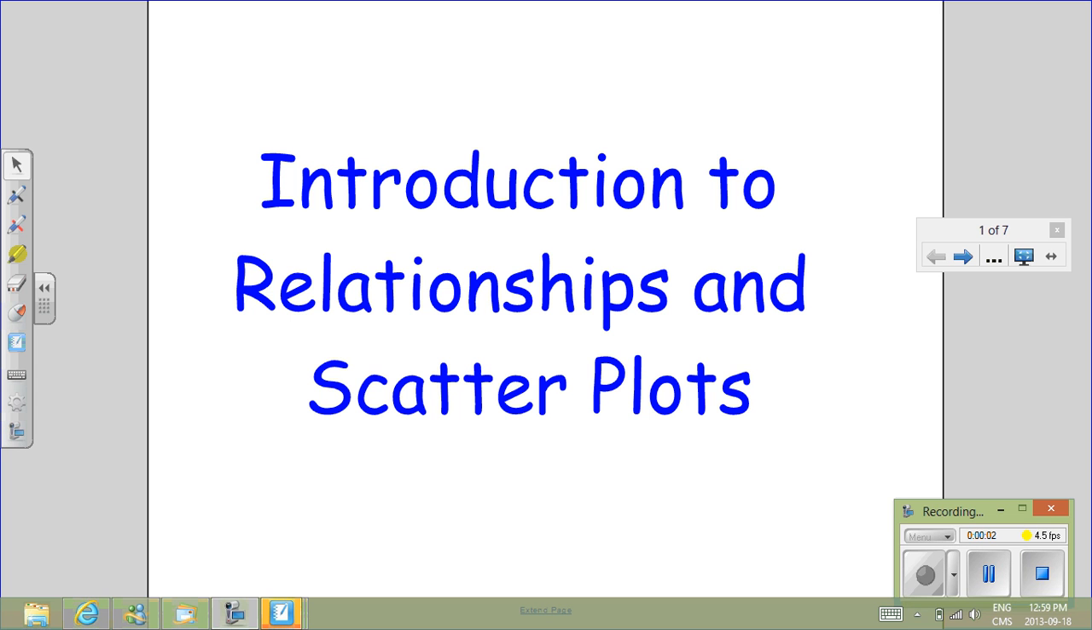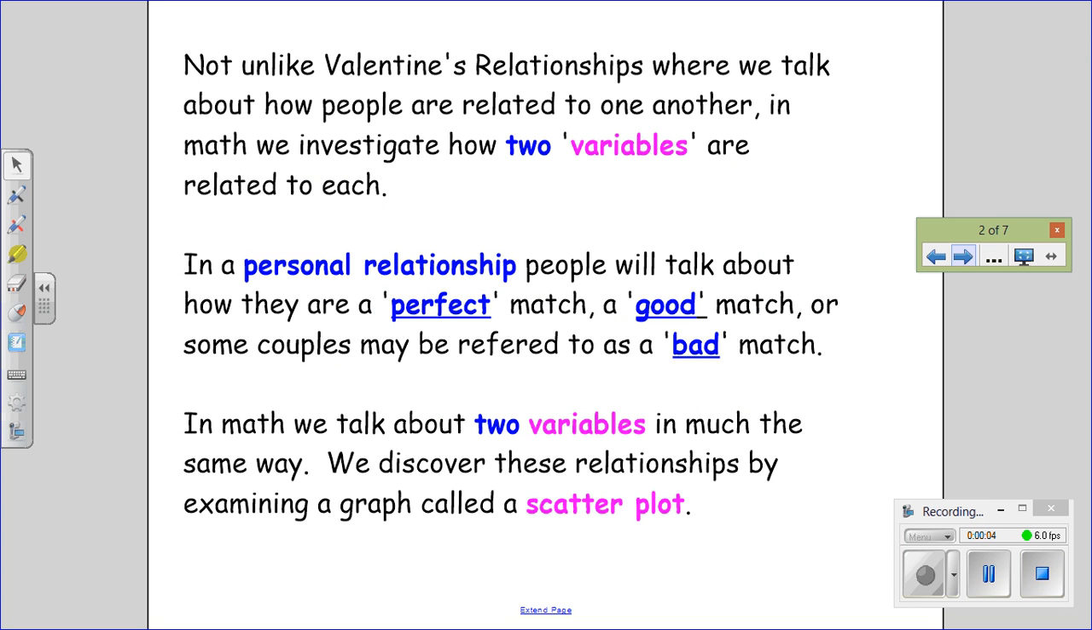Introduction to scatter plots and relationships. If you consider Valentine's Day, there's a lot of relationships that we notice happening on Valentine's Day, and we can look at how people are related to one another. In math, we do the same thing to look at how two variables are related.